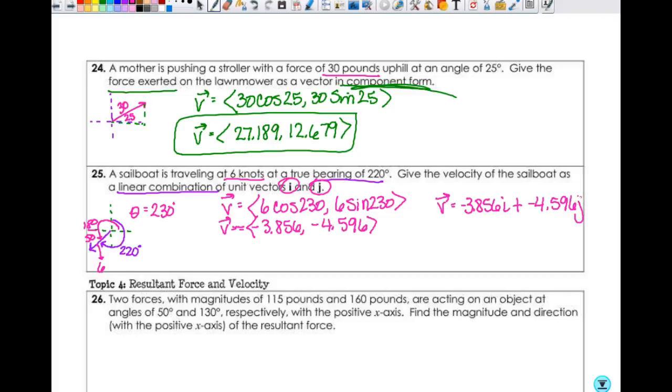Notice there's no pointy brackets. You don't mix the two. This is an addition statement. This is an ordered pair. Make sure you can actually do those things correctly.